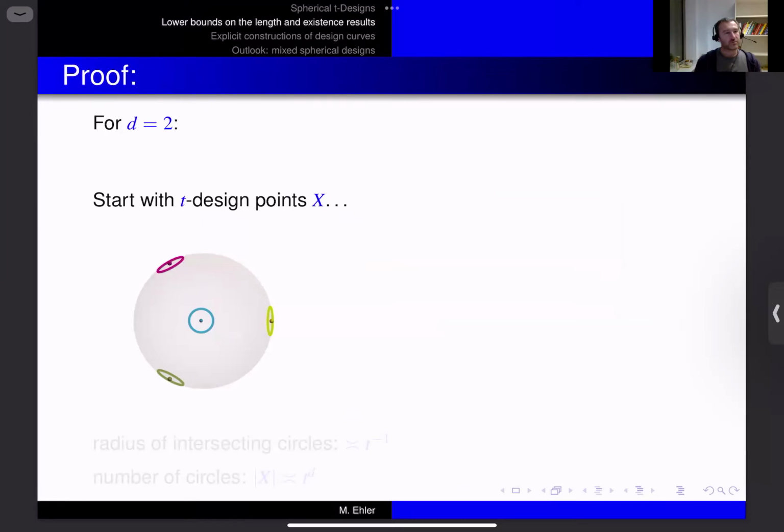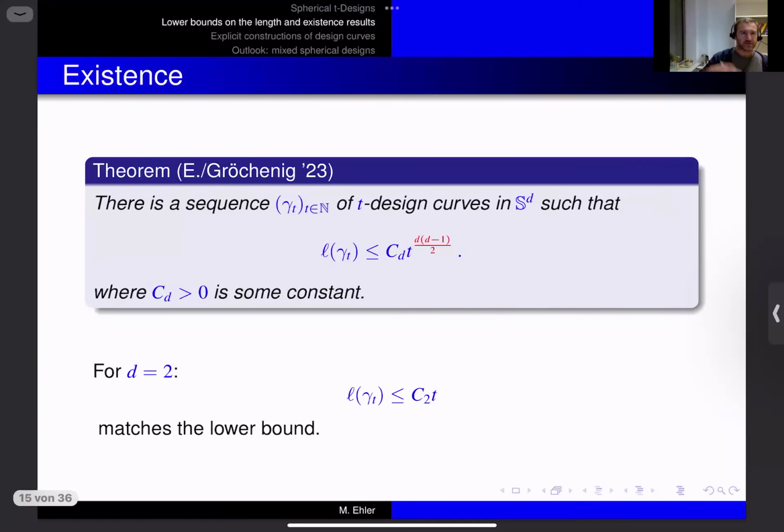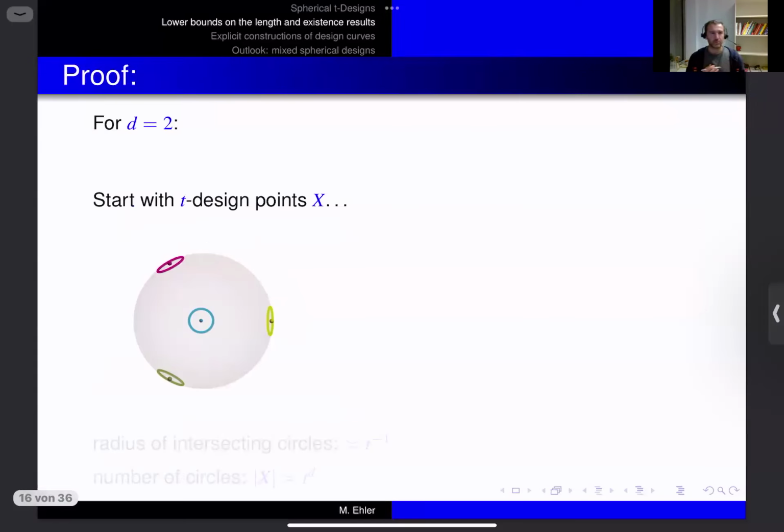The proof, I mean, we prove it for all d, but only for d equals 2, it will be an asymptotically optimal length. So let's have a look at the proof for d equals 2 only.